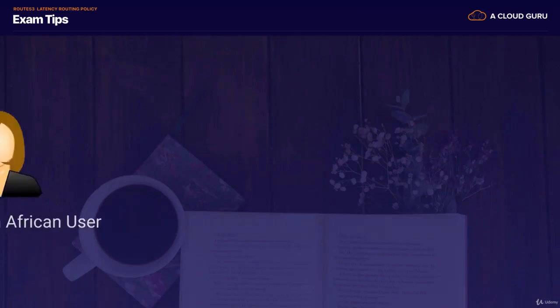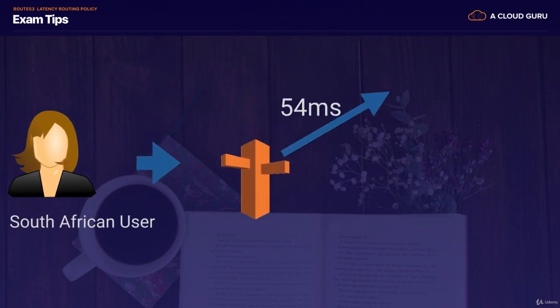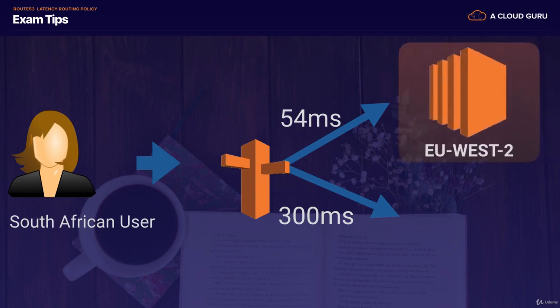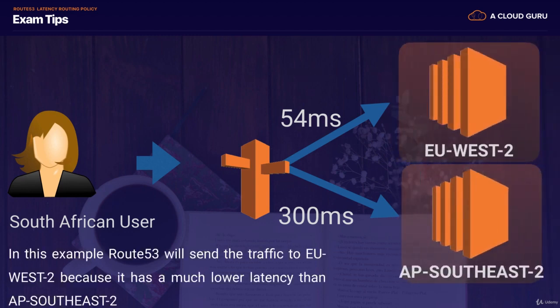On to my exam tips, just remember about latency-based routing. If you've got your South African user and they're connecting into Route53, Route53 is going to look at the latency and choose the one that's lowest. So it's going to choose this one, which is 54 milliseconds, and direct them to EU West 2. And it is lots of fun to test it using different VPN clients as well.